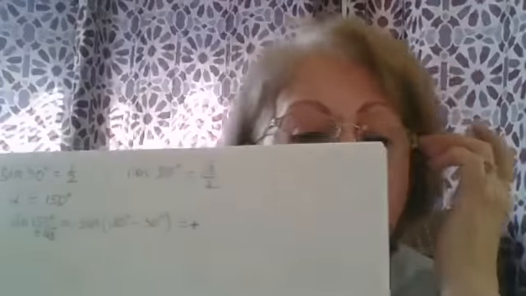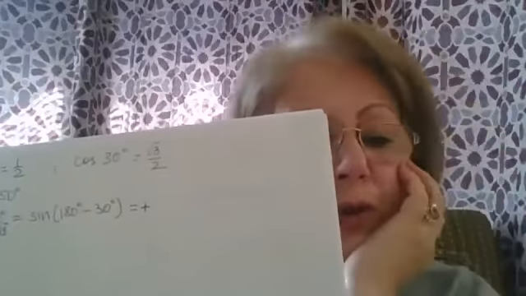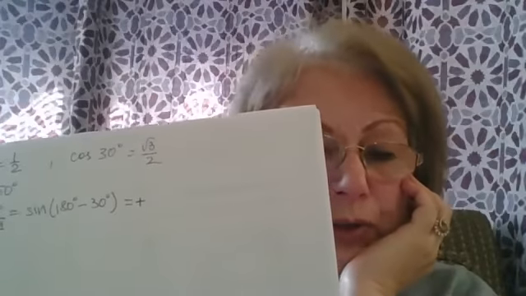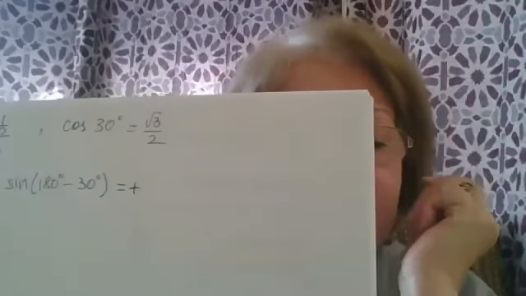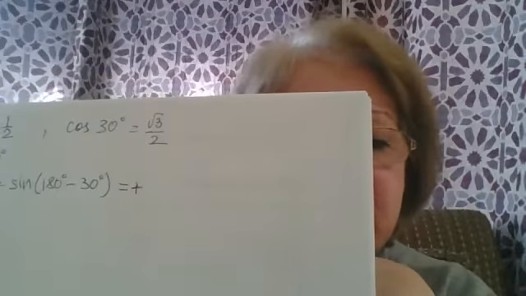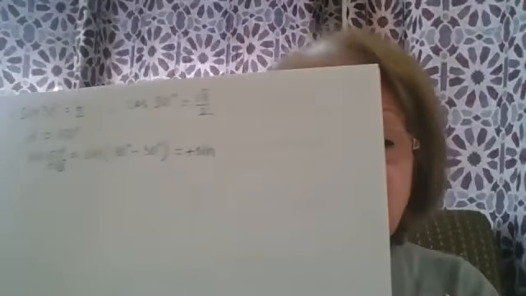Next, can you look at what you have in parentheses? Do you have 180 degrees minus 30 degrees? Yes. Look at the quadrantal angle. Quadrantal angle is 180 degrees. Now listen carefully. Is it a vertical quadrantal angle or horizontal? Horizontal. Listen carefully. If in this parenthesis you have any horizontal quadrantal angle, you will keep the same function. So it will be sine. It will be sine, and that's it.